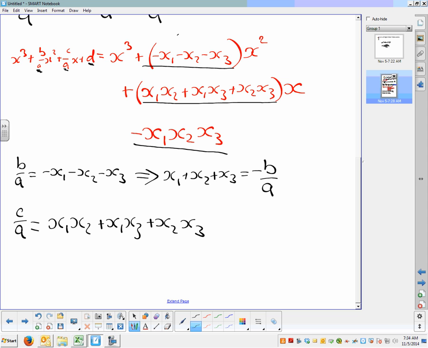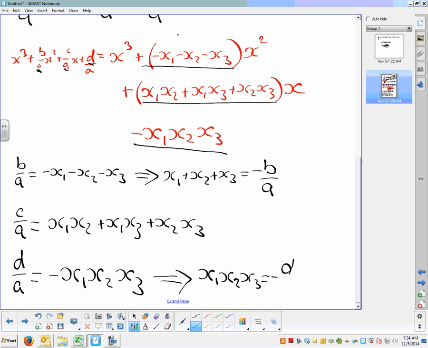And on the last one, we get, oh, that should be d over a. Sorry about that. So on the last one, we get that d over a is equal to negative x1 x2 x3. Rewriting that the other way around, we get x1 x2 x3 is equal to negative d over a.